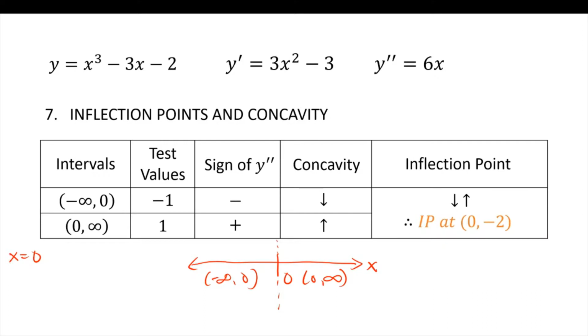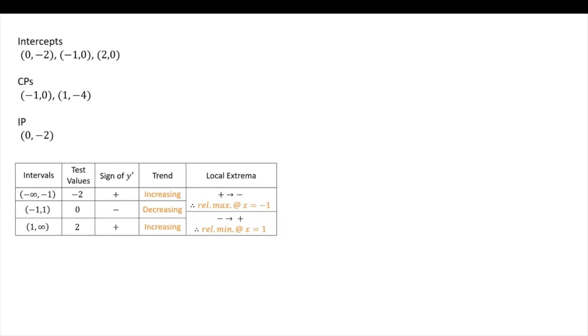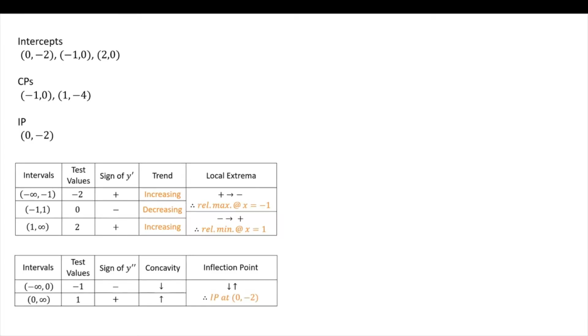So now let's summarize the important points. You have the intercepts, you have the critical points, and you have the inflection point. And then we have the sign chart for the first derivative test, the sign chart for the second derivative test. We are now ready to sketch the graph of the function.